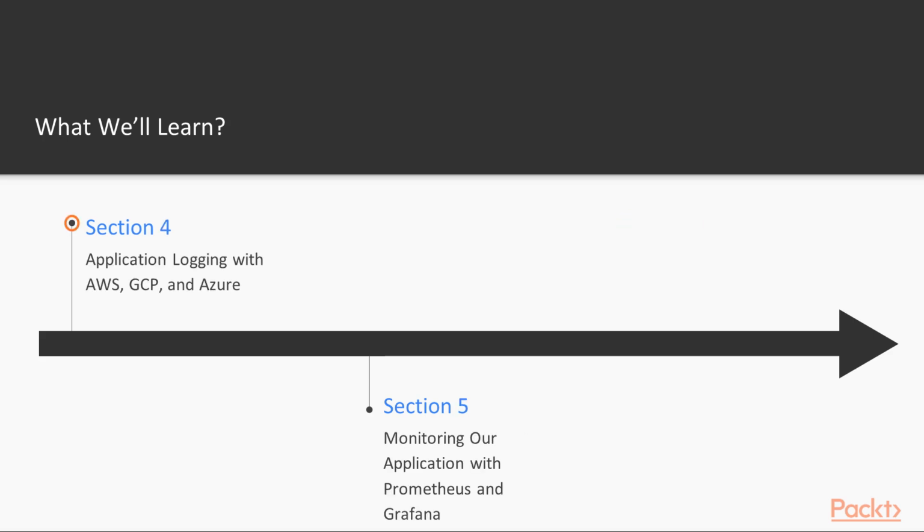Section 4 will be about monitoring and logging. I will show you how to generate application logs and ship them to AWS CloudWatch and Google Stackdriver, the two logging services offered by AWS and Google Cloud Platform respectively. I will also show you how to visualize those logs within Grafana. And finally, in section 5, I will show you how to configure Prometheus to surface platform and application metrics and how to create Grafana dashboards to visualize those metrics.